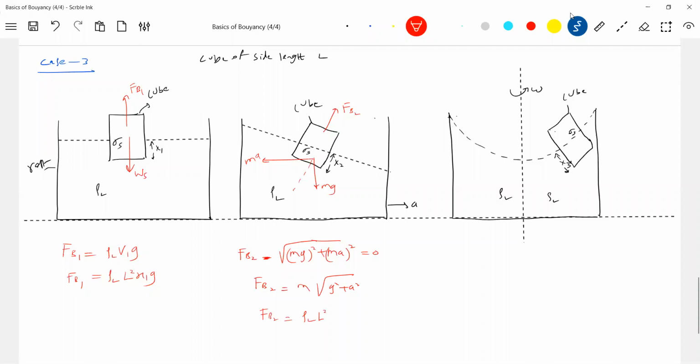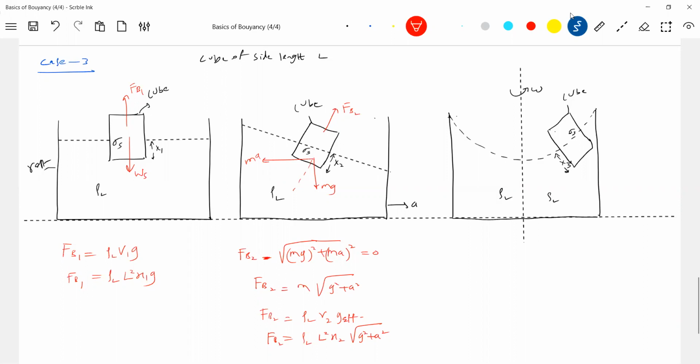Density, volume immersed L square x2, effective g, which is root of g square plus a square. I should write effective g, or if you're still getting confused, write g effective. What is the volume immersed? L square x2. And g effective is how much? Root of g square plus a square. I think nobody is having any problem. What is x2? The length immersed in this case.